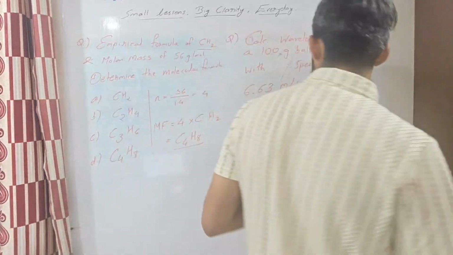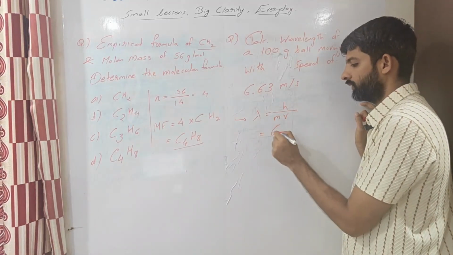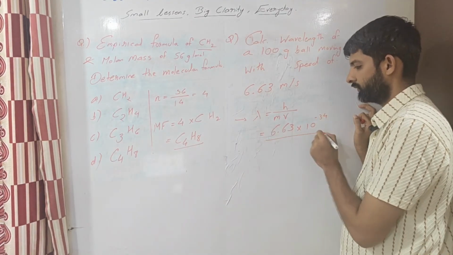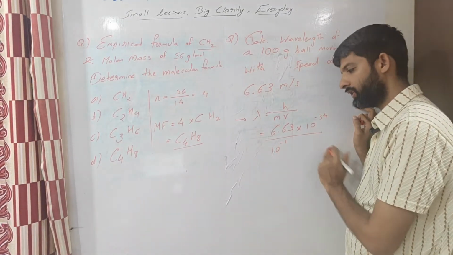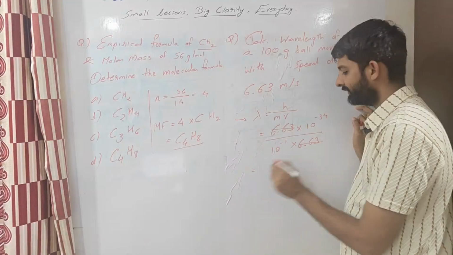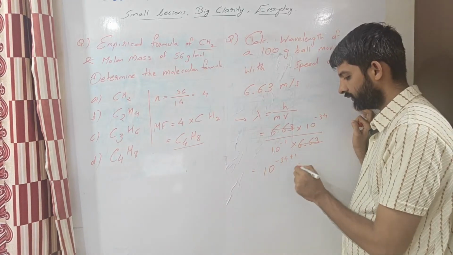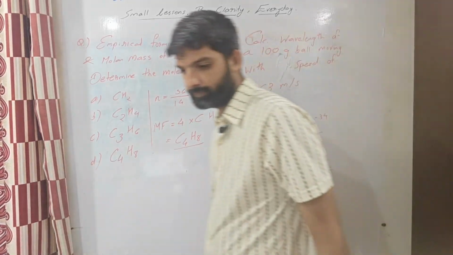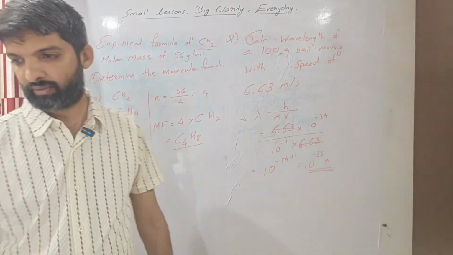Okay, let's solve it. Lambda is equal to h upon mv, 6.63 into 10 power minus 34. Mass is 100 gram, so it is 10 power minus 1 if we consider it in kg, and here velocity is 6.63, so you can directly cancel it out. So 10 power minus 34 plus 1, it is 10 power minus 33 meter. So I hope it is clear.